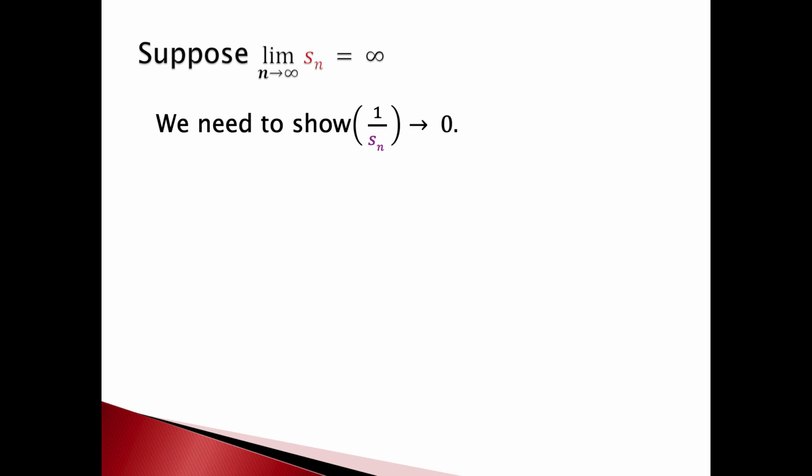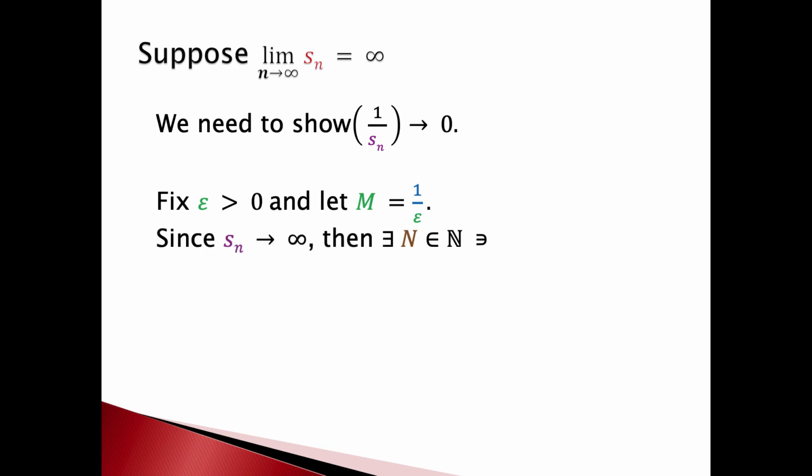Well, we just use the definition, right? We fix our epsilon, and I'm going to let capital M be 1 over epsilon. And so as soon as I have a capital M, I can use the fact that I know that the sequence Sn diverges to infinity to get a capital N. Because since the Sn's go off to infinity, there will exist a capital N, so that whenever little n is bigger than capital N, the Sn's are all bigger than capital M.